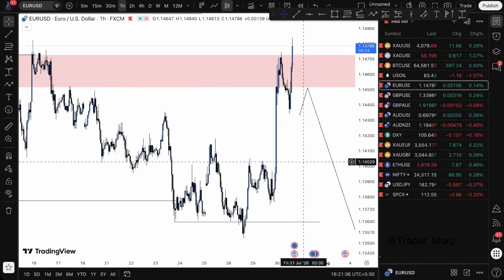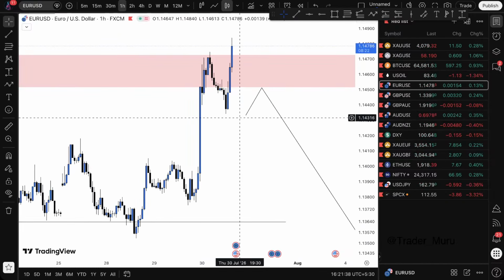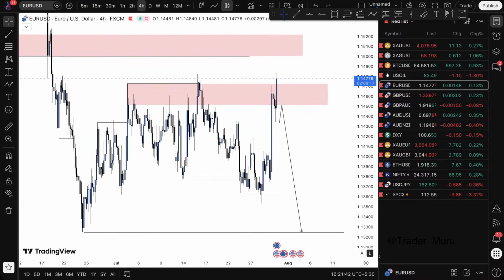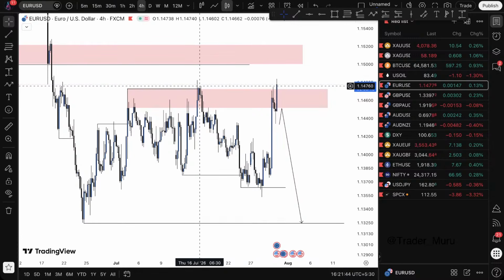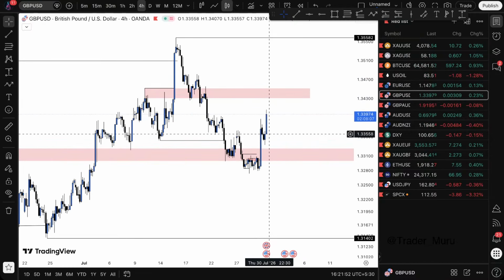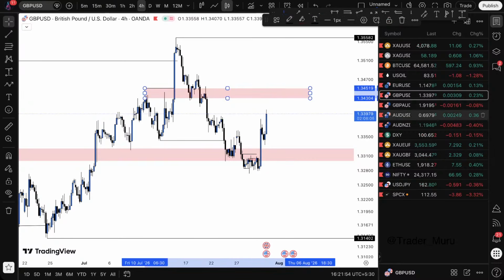Euro is still at the QML level, 4-hour time frame. If we get any 4-hour candle closing above this high, it will be invalidated. GBP, watching this area.